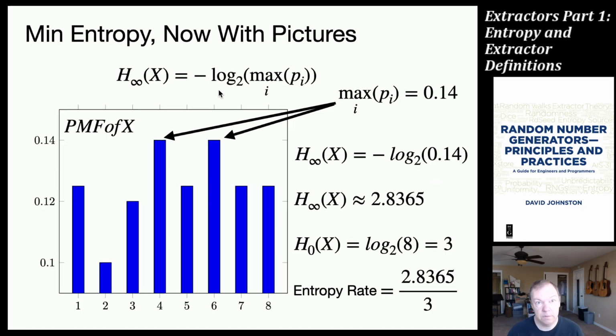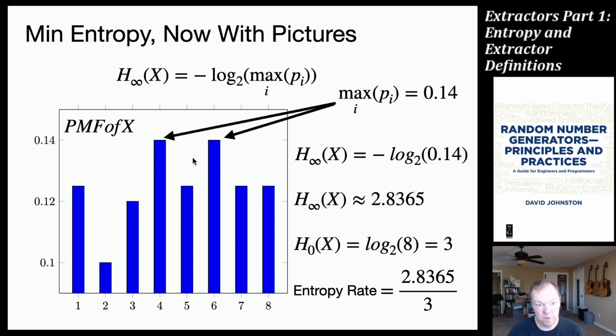So min entropy is negative log 2 of the max probability over all i, where i is the index into the probability mass function. That intuitively says you're finding the most probable event, taking its logarithm, and taking the negative value of that. So here's an arbitrary probability mass function. If it was continuous, it would be a probability distribution, but this is of discrete values, so it's a probability mass function called x.